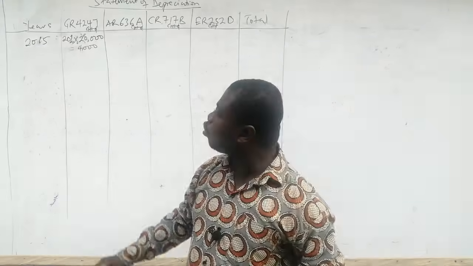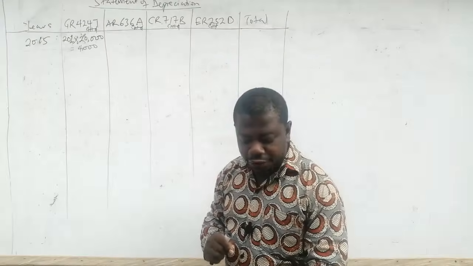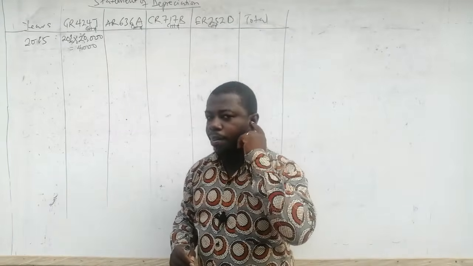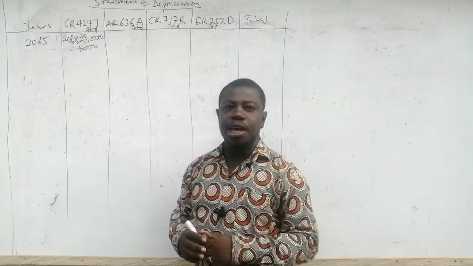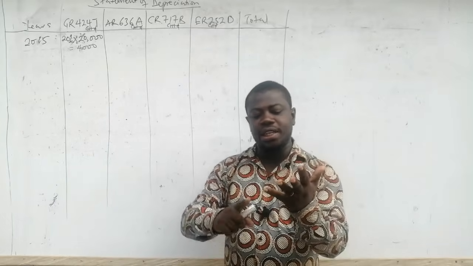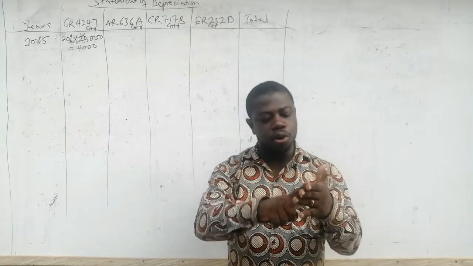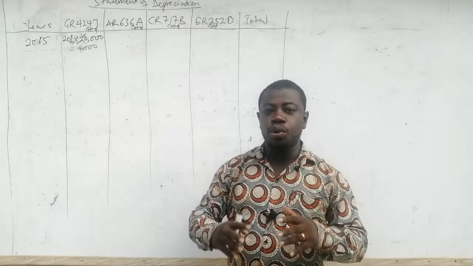AR636A. That asset was also bought in 2015, but it was bought on the 30th of June. Now, according to the 1 month ownership basis, we cannot calculate a full year's depreciation for this asset because if you bought an asset at the end of June, it means that you used the asset for July, August, September, October, November, and December, and that is 6 months that it was in use.